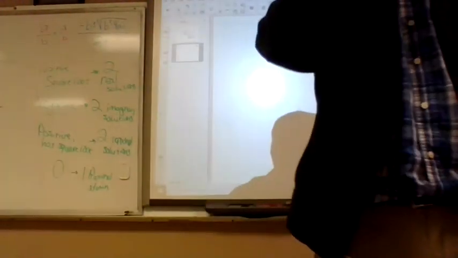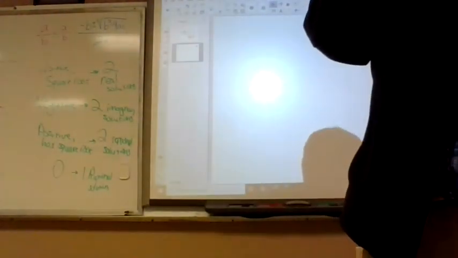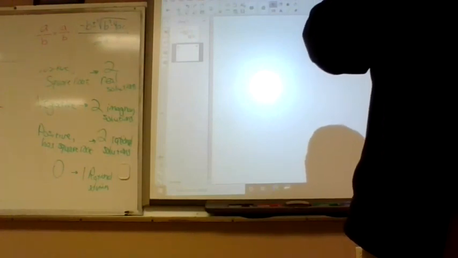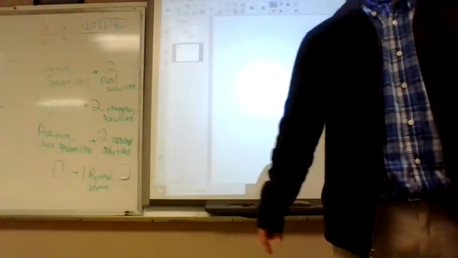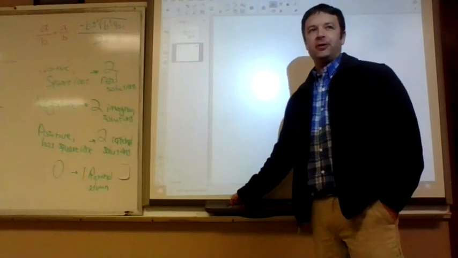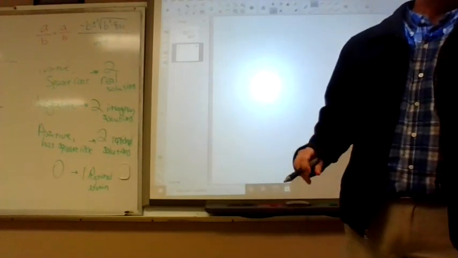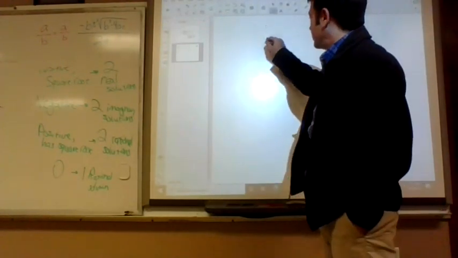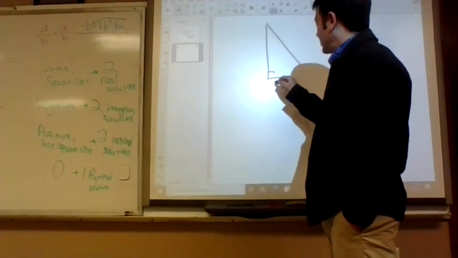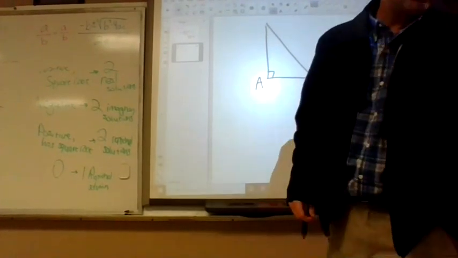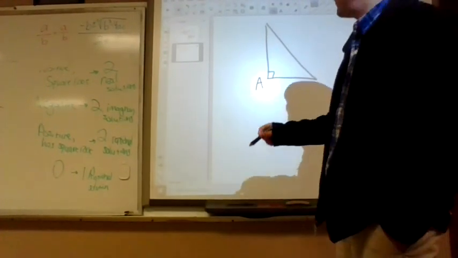But it's basic right triangle trigonometry on this first lesson. It's a little harder than that worksheet because they didn't draw it for us, so we're going to have to draw our own here. It says angle A is 90, and B is 25.